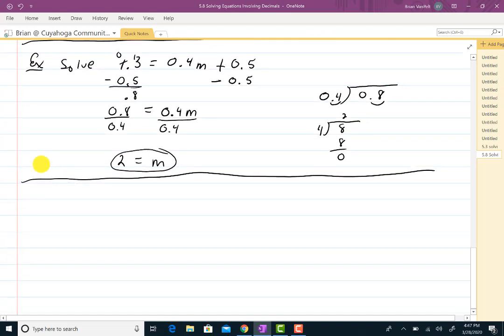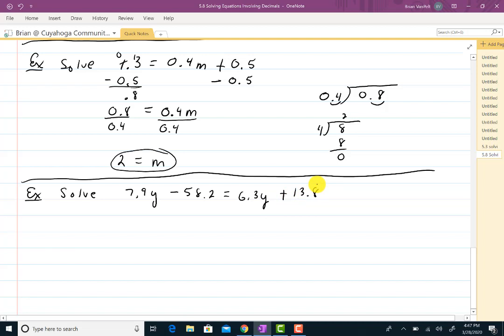Now we move on to the toughest of these type of problems. This involves several steps, not just 2. And it looks like this. I have 7.9y minus 58.2 equals 6.3y plus 13.8.